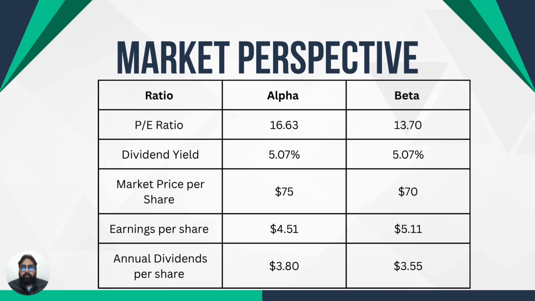The preferred company would depend on whether an investor prioritizes growth and market confidence, which is Alpha, or higher earning performance, which is being given by the Beta.